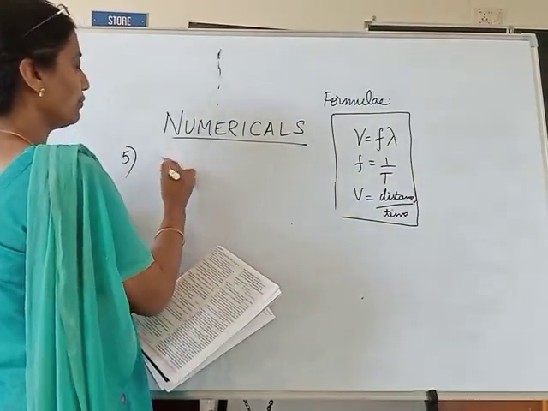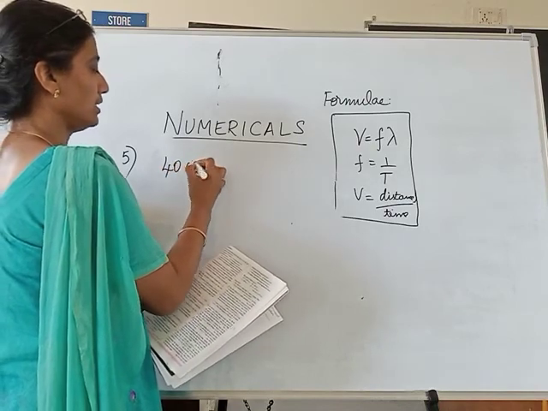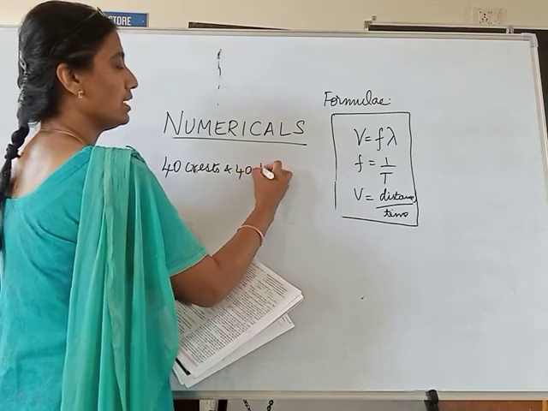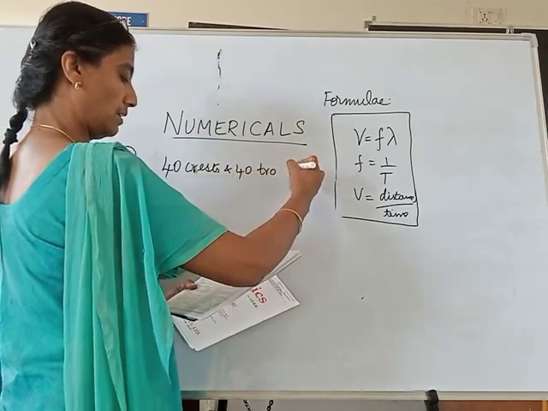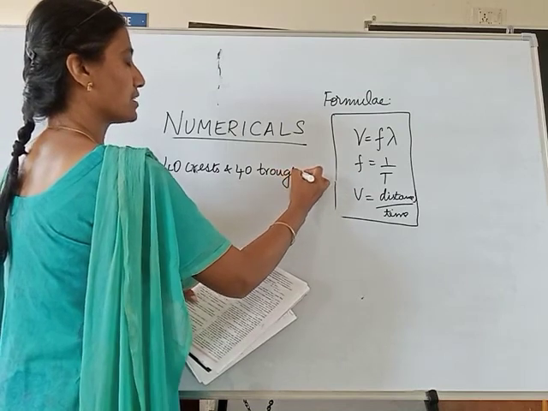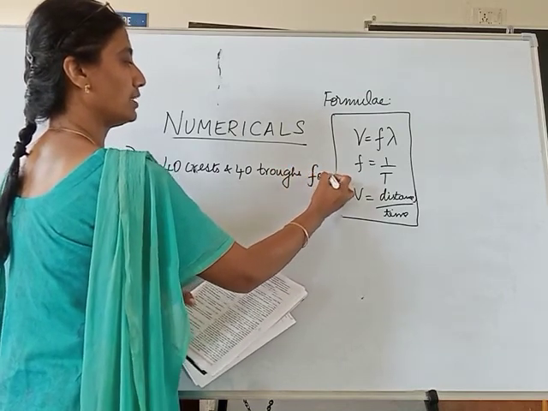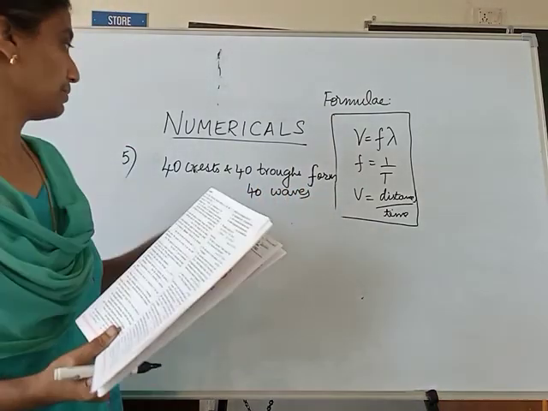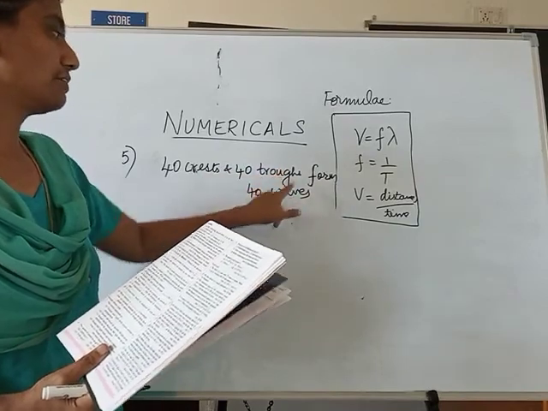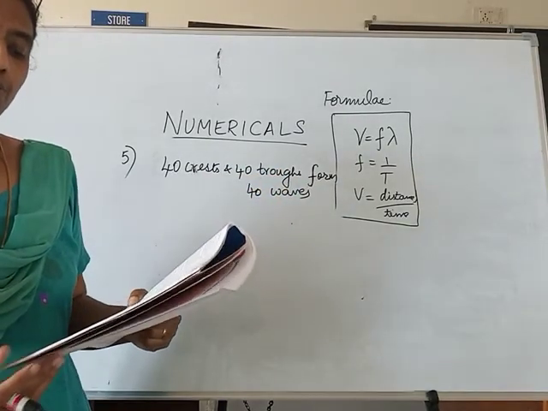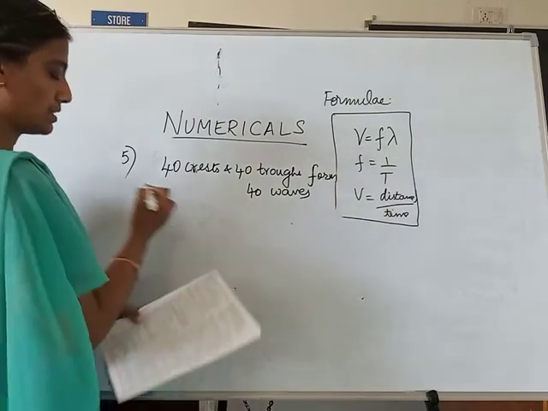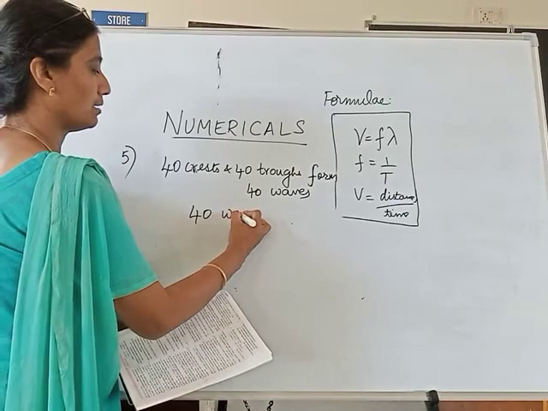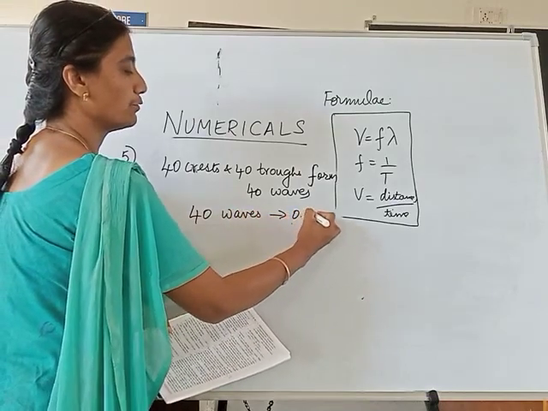So, 40 crests and 40 troughs will form how many waves? 40 waves. This is the first thing you should be able to identify. If they give 40 crests and 40 troughs, it means there are 40 waves. So these 40 waves are produced in 0.4 seconds. What is the frequency? So 40 waves are produced in 0.4 seconds.